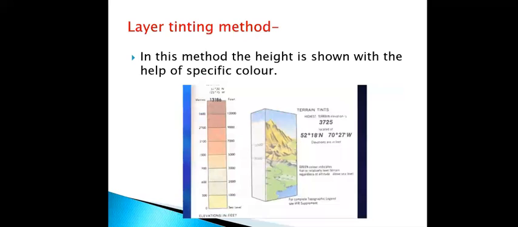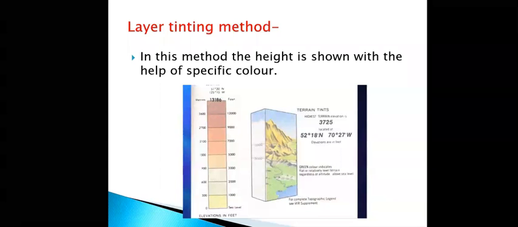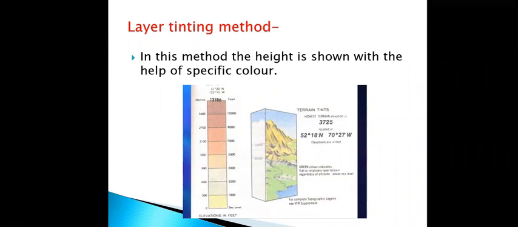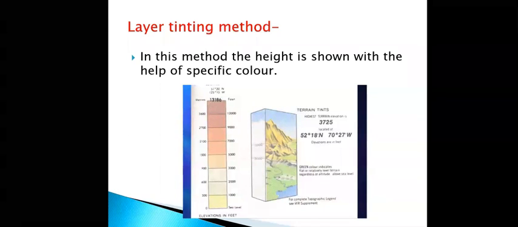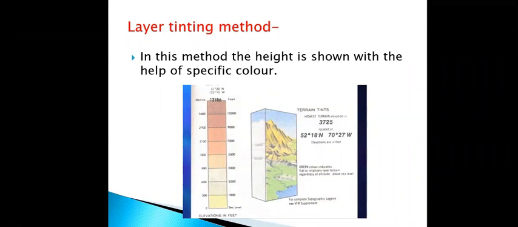The next method which we are going to see is the layer tinting method. This method is based on contour lines only. In this method, the spaces between the contour lines are filled with colors. Each color indicates a specific height. For example, water bodies are colored blue, whereas the adjoining land is colored dark green.